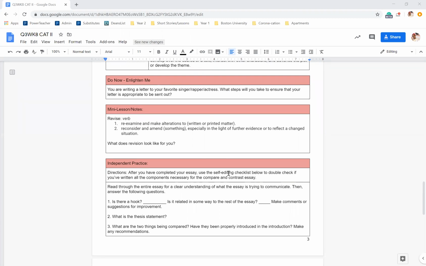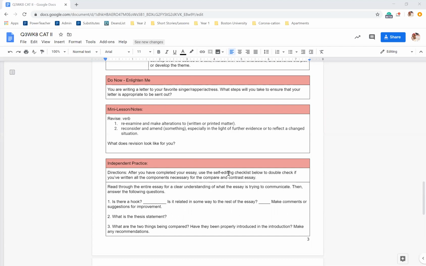So to revise, everyone knows this, is to re-examine or make alterations, either to written or printed matter. And if you are reconsidering or amending something, especially in the light of further evidence or to reflect a changed situation. So what does revision look like for you? If I'm asking you to revise an essay, what does that look like for you? Take a minute, think about that, and let me know.